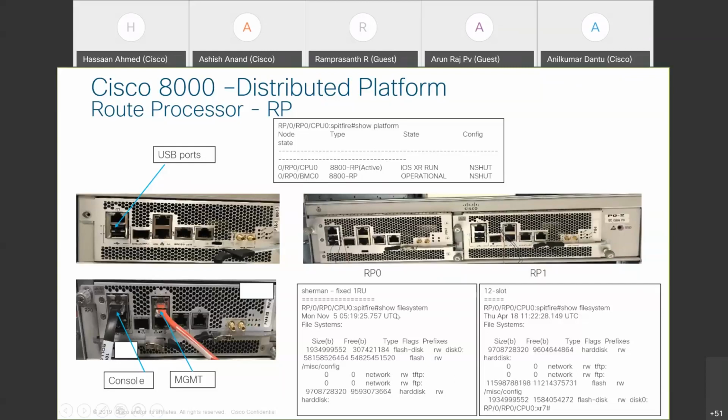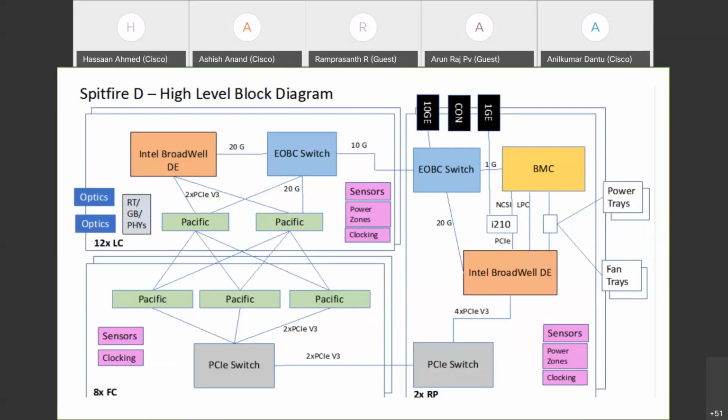Plus the other commands are pretty much similar, like show filesystem, show media, so normal typical XR commands. Okay. So this is the high-level block diagram of the RP. Any questions?